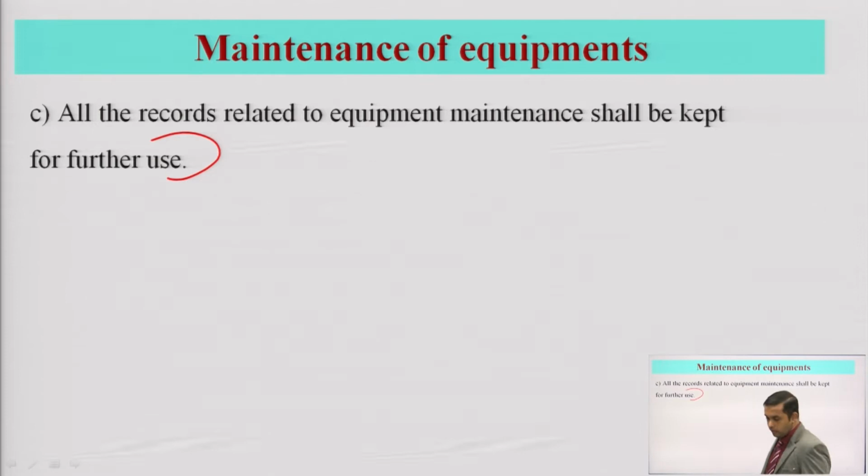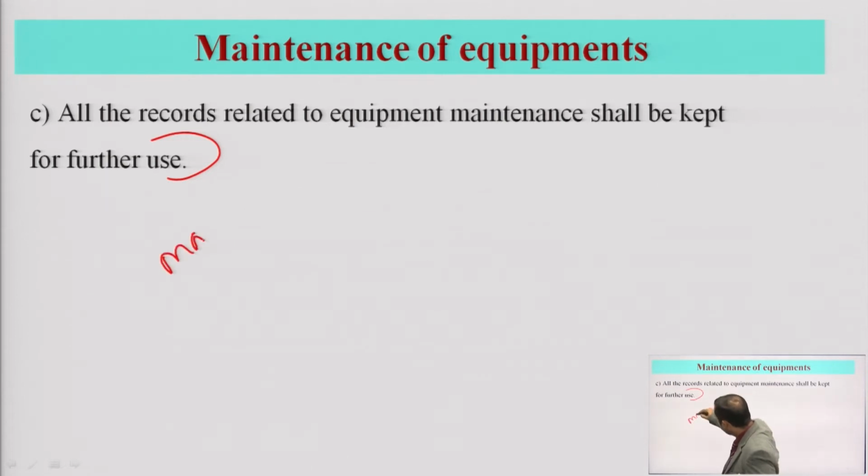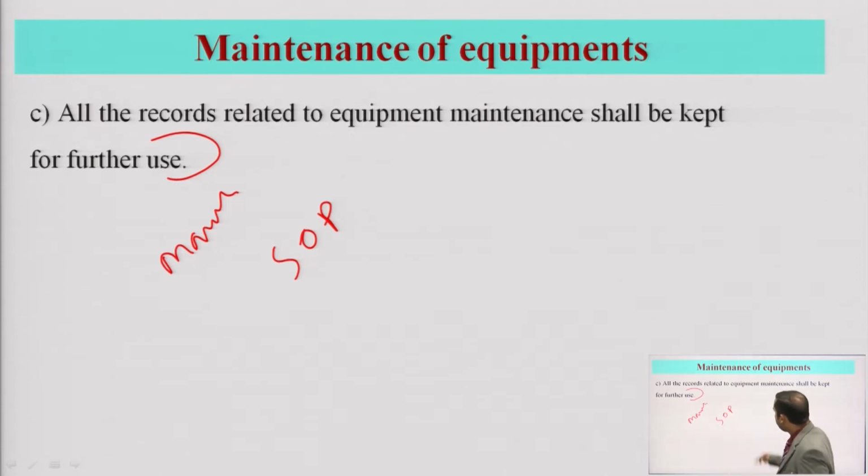Now, what are the various records? I already mentioned in my previous lecture. One of the things is the manual, then SOPs, then the calibration or validation process.